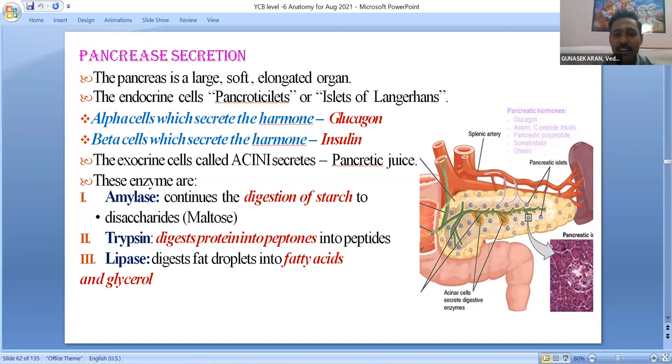Alpha cells secrete a hormone; that hormone's name is glucagon. Beta cells secrete the hormone insulin. From our therapeutic point of view, we are studying this insulin, which has a very important role. All people now know very well about insulin. Knowingly or unknowingly, they are talking about blood sugar or insulin.